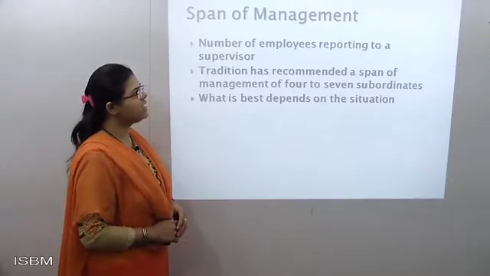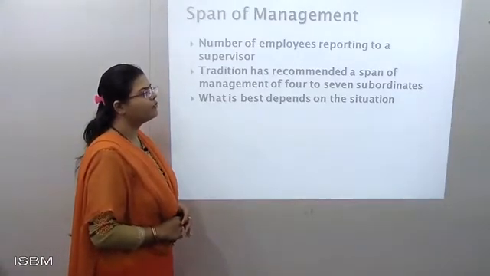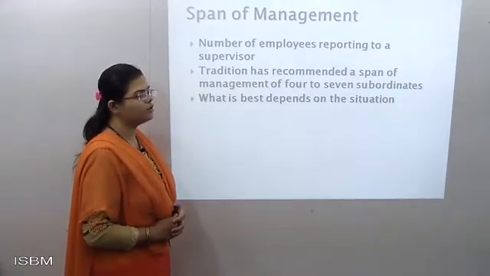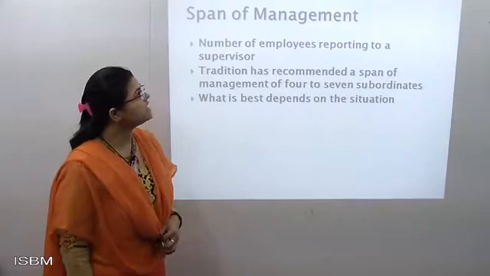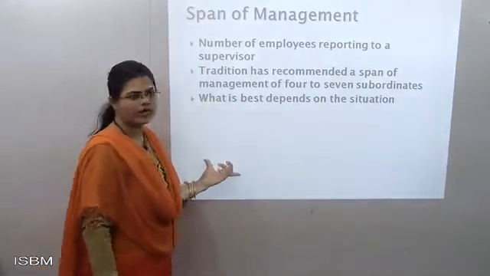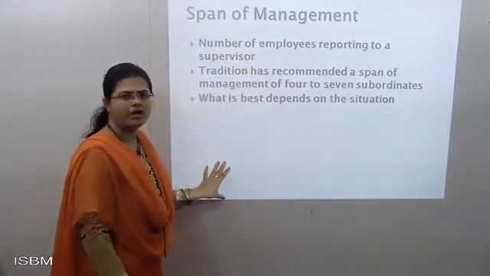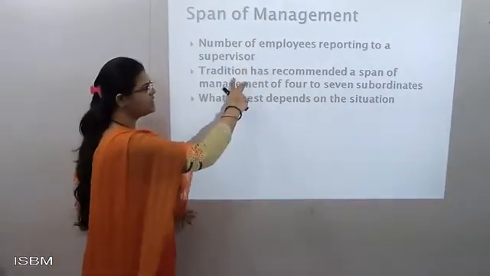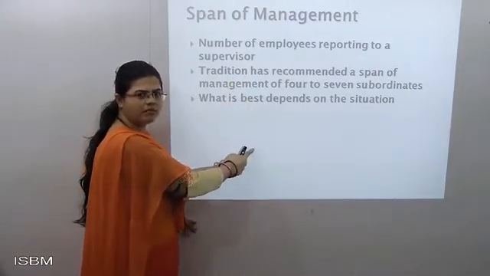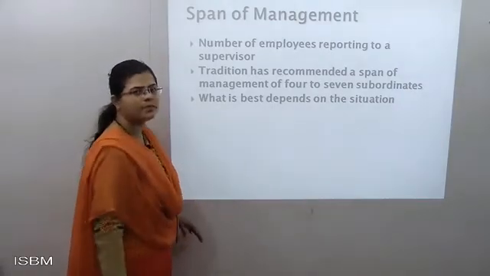Traditionally, a span of management of 4 to 6 subordinates has been recommended. What is best depends on the situation. So this is the span of management, where the superior and subordinates come together, where you have a supervisor and finally the subordinates. The supervisor is the head. He will have different people, 4 to 7 people recommended here, and according to those 4 to 7 people, he is superior to them.